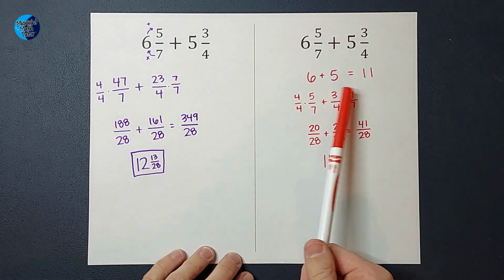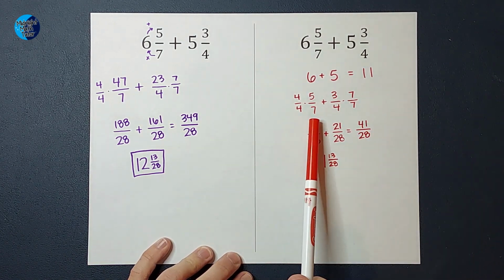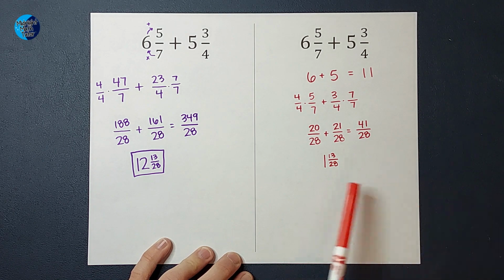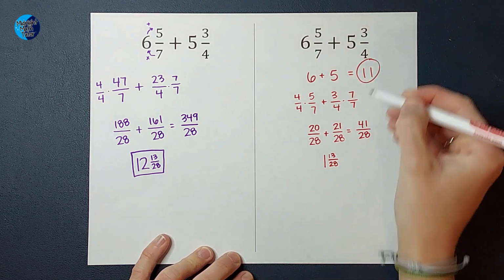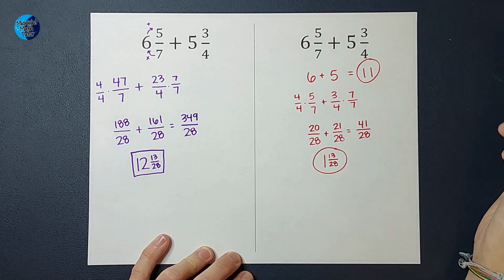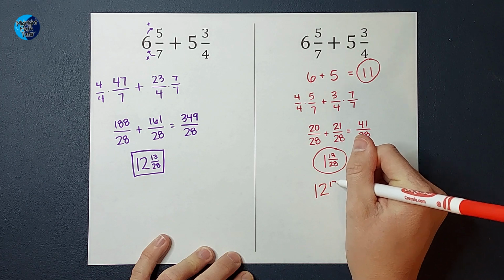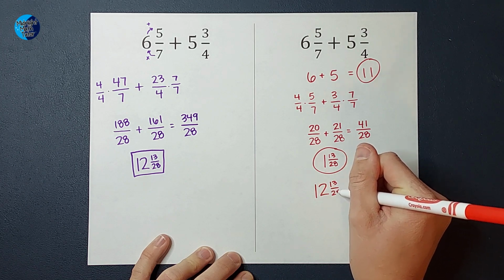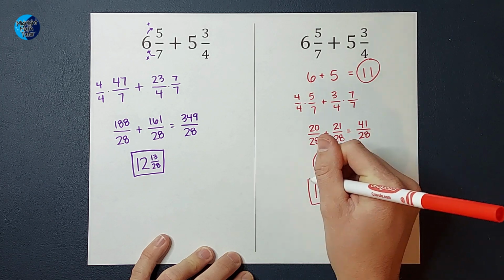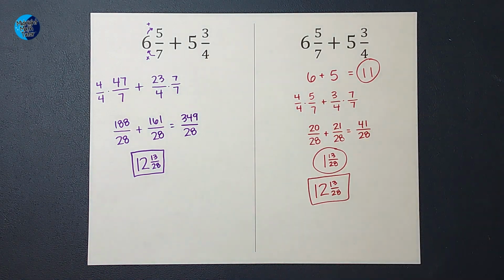So when I added 6 plus 5, I got 11. When I added 5/7 and 3/4, I got 1 and 13/28. So when I add 11 and 1 and 13/28, I get 12 and 13/28. Oh my gosh. Which way do you think was easier? This way seemed a little faster. We had a lot smaller numbers. We didn't have to mess with that 349 stuff, right? But some people prefer this way, some this way.